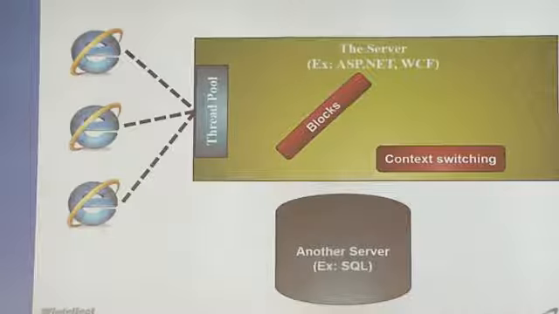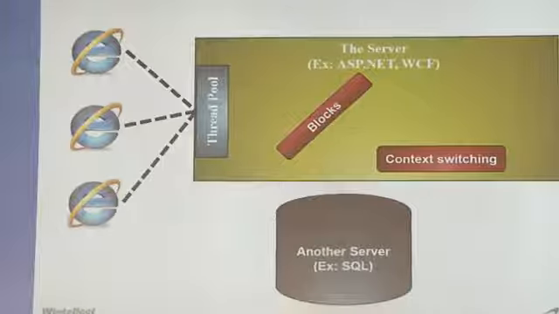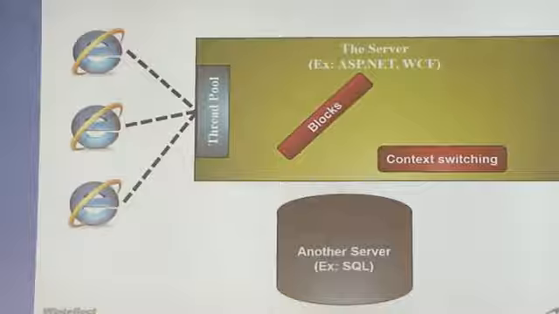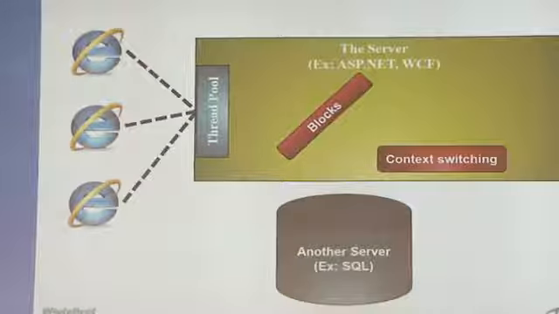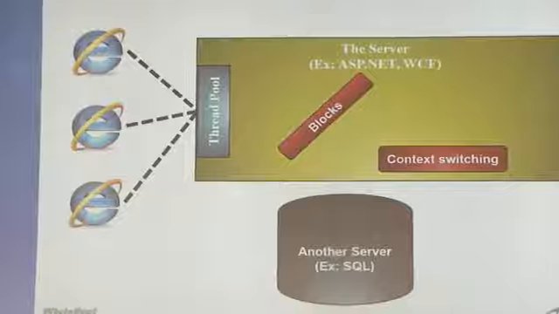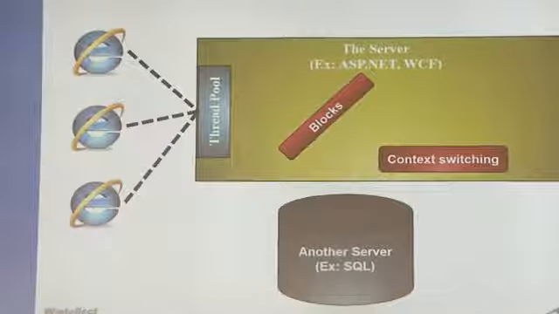Now, in this model, by the way, a very common model, we are in effect using one thread per client request. Correct? Yes? Okay. So, how many client requests can this server handle concurrently at the same time? 1,504.